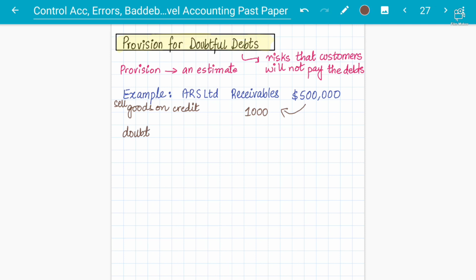The word doubt is better: some customers will not pay. That is why you estimate a percentage, you estimate the provision for doubtful debt, because of the accounting concept as well. So there's the doubt that some of the customers will not pay. And now this was the logic.